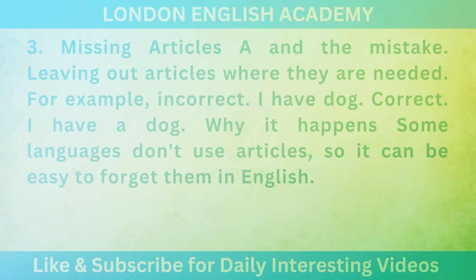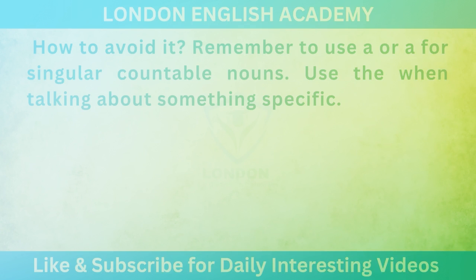Third, missing articles a and the. The mistake, leaving out articles where they are needed. For example, incorrect. I have dog. Correct. I have a dog. Why it happens. Some languages don't use articles, so it can be easy to forget them in English. How to avoid it. Remember to use a or an for singular countable nouns. Use the when talking about something specific.